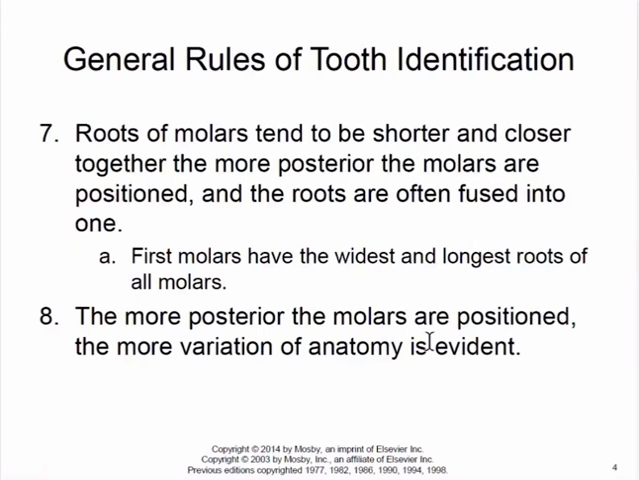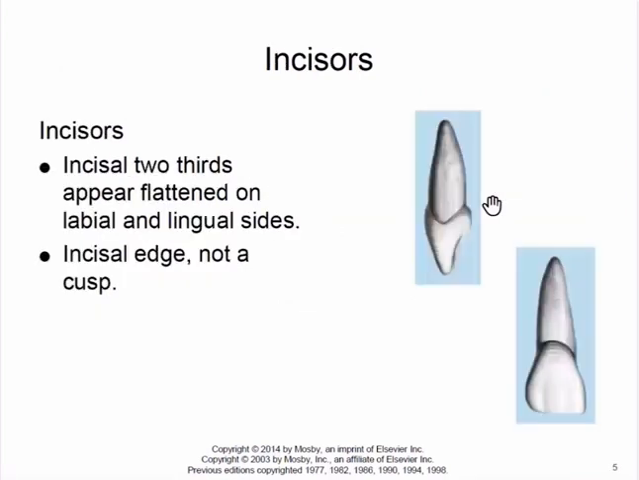Also, about the roots, they are mostly fused and shorter in length. This is what I need you to know generally, and you will understand this in the physiology. Starting with incisors, let's go fast. You have identification features for each of the teeth: maxillary central incisor, maxillary lateral incisor, mandibular central incisor, and mandibular lateral incisor, each of which has its own identification features.